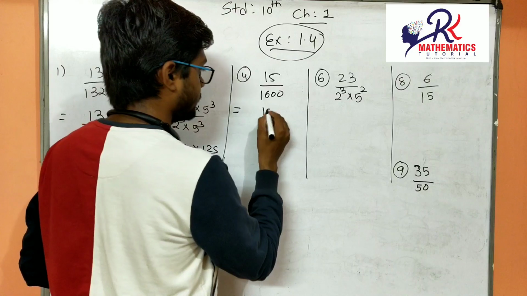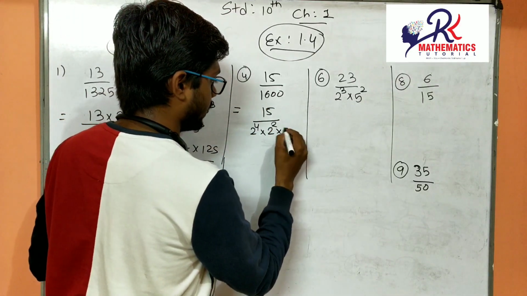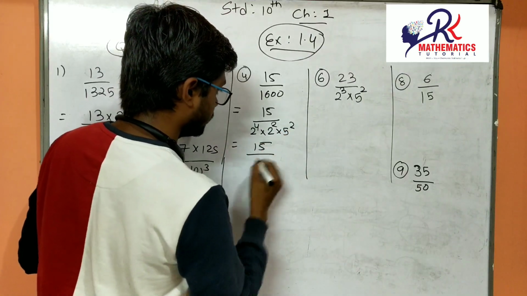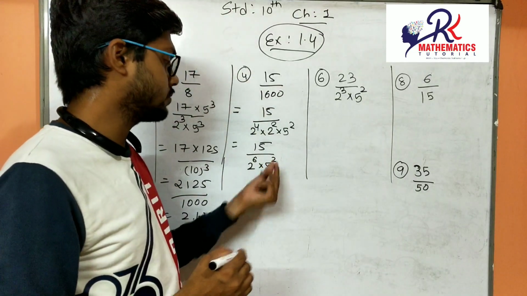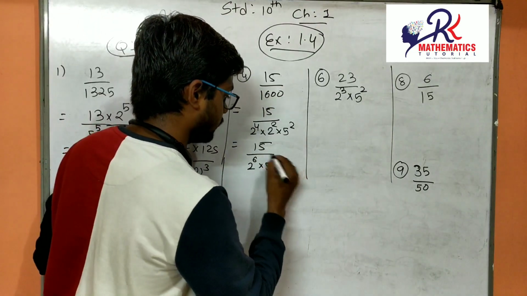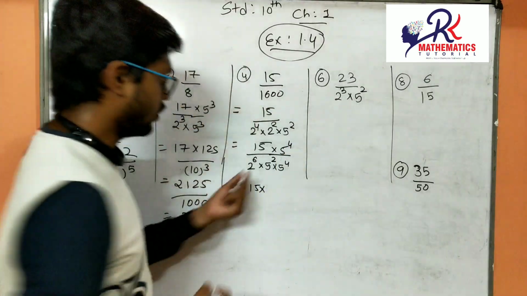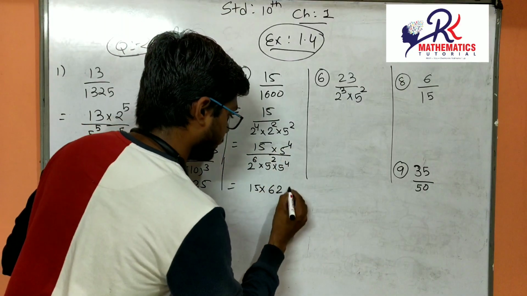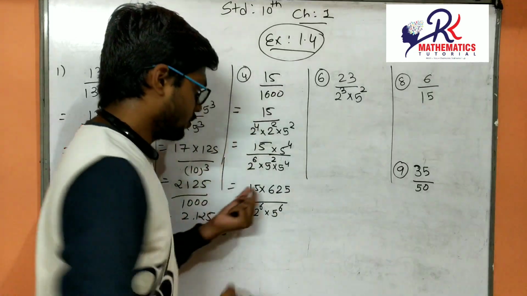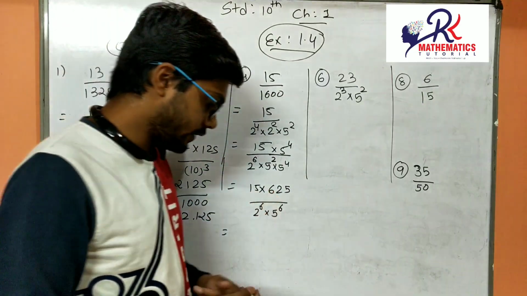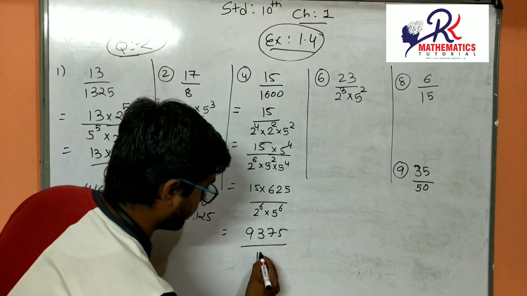So we have already seen it is 15 upon 16, meaning 2 power 4, and 100 means 2 power 2 into 5 power 2, so it is basically 15 over 2 power 6 into 5 power 2. Here 2 is 6 times and 5 is 2 times, so we have to multiply 5 power 4 in the denominator and numerator as well. Now 5 power 4 is 625. Now here it is 2 power 6 into 5 power 6. Now 15 into 625 is 9375, and it is 10 power 6.